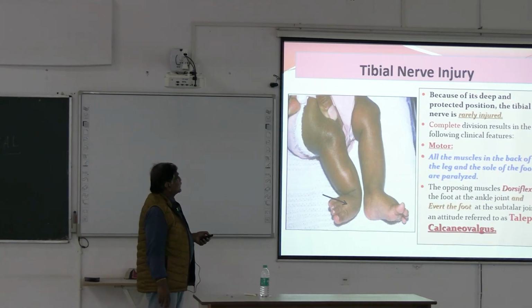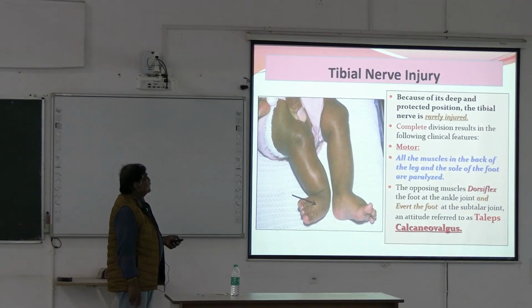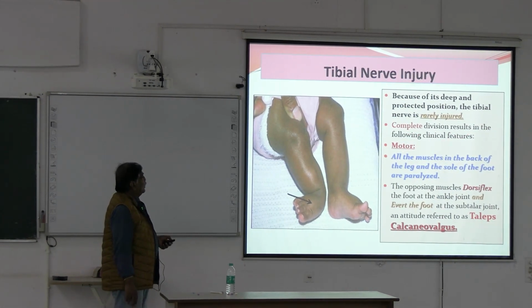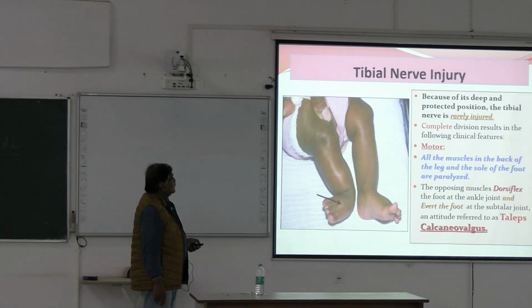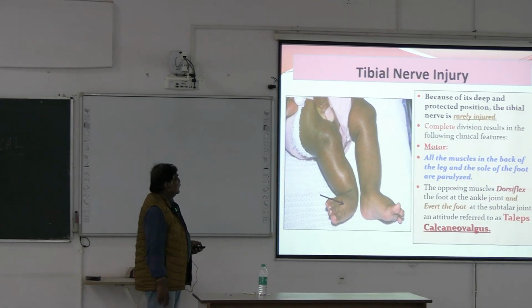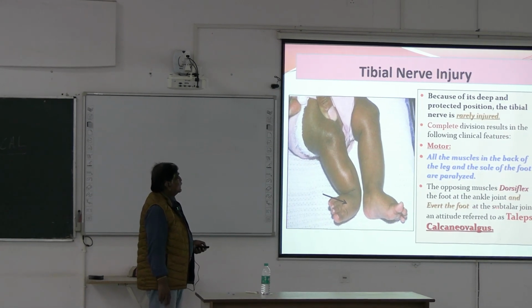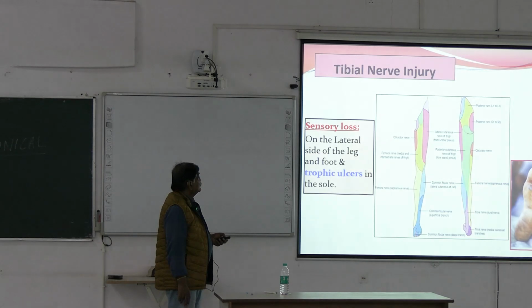Because of its deep and protected position, the tibial nerve is rarely injured. Complete division results in the following clinical features. Motor: all the muscles in the back of the leg and the sole of the foot are paralyzed. The opposing muscles, the dorsiflexors of the foot at the ankle joint and evertors at the subtalar joint, produce an attitude referred to as talipes calcaneovalgus. Now, tibial injury, sensory loss: lateral side of the leg and foot, and trophic ulcers in the sole.